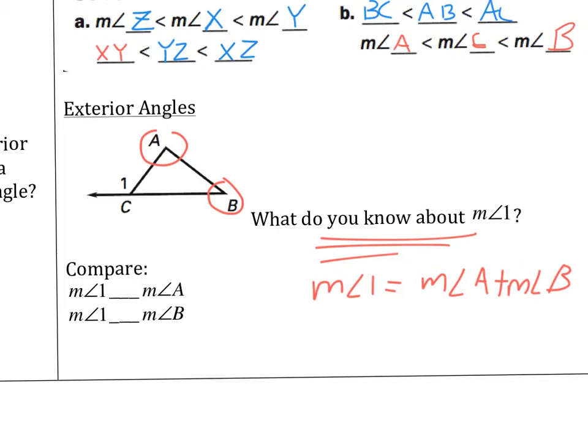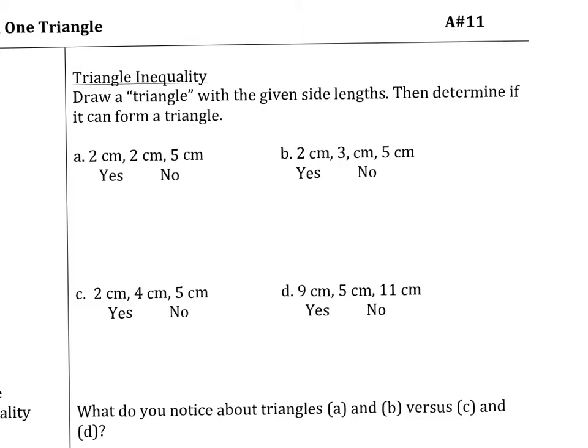We know by the exterior angles theorem that this outside angle is the sum of these two angles. How does this one angle compare to this or this? Always. What we find out is that the measure of angle 1 is always going to be larger than either of those two. Now when we add these two, it's always equal to. But when we just compare it to one of them, it's just going to be greater than either one.